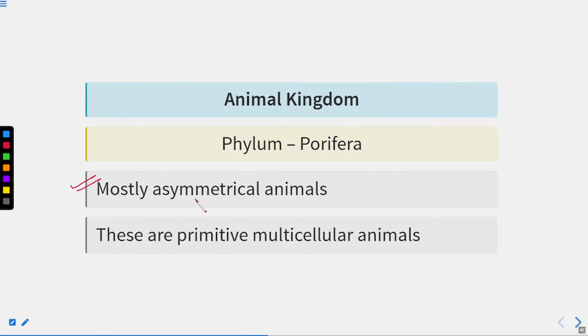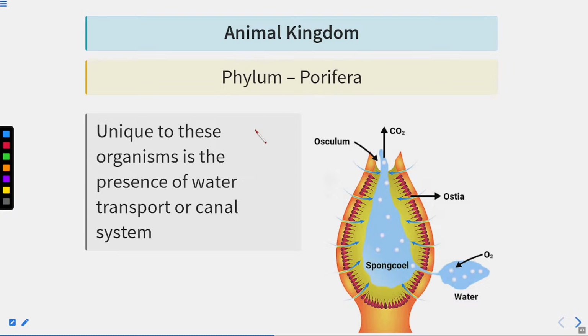They are mostly asymmetrical animals. Now I'm talking about asymmetrical, meaning no symmetry. Earlier we studied all those general characteristics, and on those characteristics the organisms have been classified. So mostly they are asymmetrical, no symmetry is present. These are primitive multicellular animals. Now here you can see they have small holes on their body surface, that are called ostia.